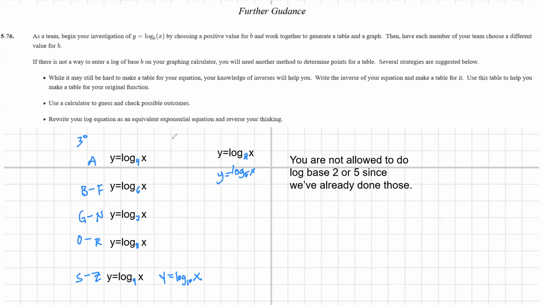For fifth period, there were fewer people whose names begin with A. So the beginning of the alphabet, pick this one. The next part of the alphabet, pick this one. The middle of the alphabet, pick this one. The latter half of the alphabet, pick this one. And the very last part of the alphabet, pick this one. As long as you're in the general vicinity of your alphabet, then I'm fine with it. So I want you to pick from either log base 4 to log base 9. You cannot pick 2 or 5. If you do, you won't get credit. So that's the first thing.